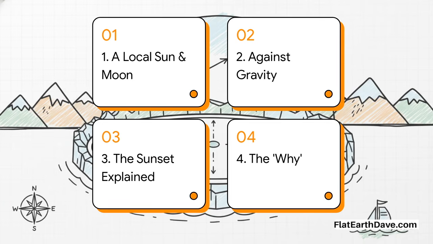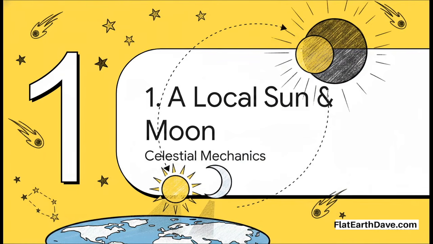We're going to explore this model by looking at his explanation for how the sun and moon work, then his big challenge to a fundamental force of physics, then we'll break down how he explains an everyday observation, the sunset, and finally, we'll get into the reasoning he provides for this entire worldview. Okay, so let's jump right in.